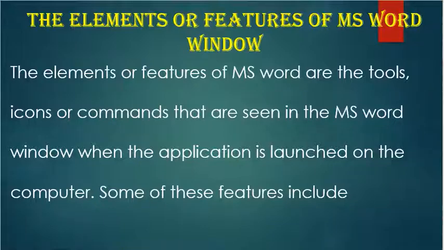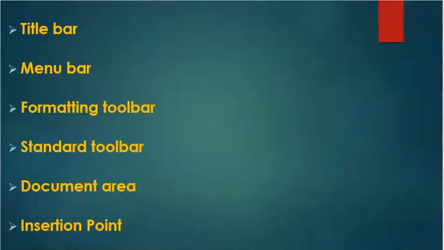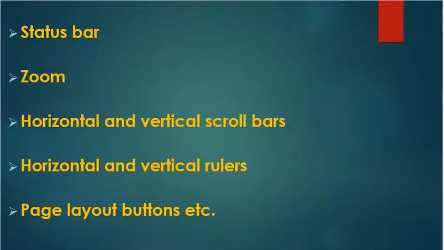Some of these commands include the title bar, the menu bar, the formatting toolbar, the standard toolbar, the document area, the insertion point. We also have the status bar, the zoom, the horizontal and vertical scroll bars, the horizontal and vertical rulers. Then we have the page layout buttons. These are a few examples of the elements or the features that can be seen in the Microsoft Office Word window when the application is launched.